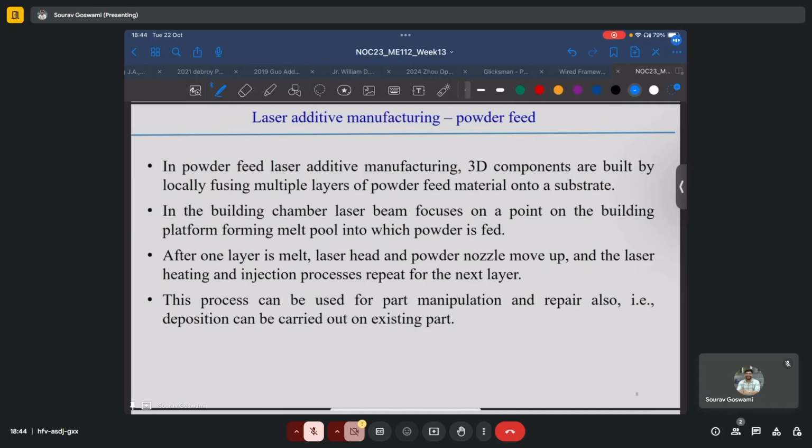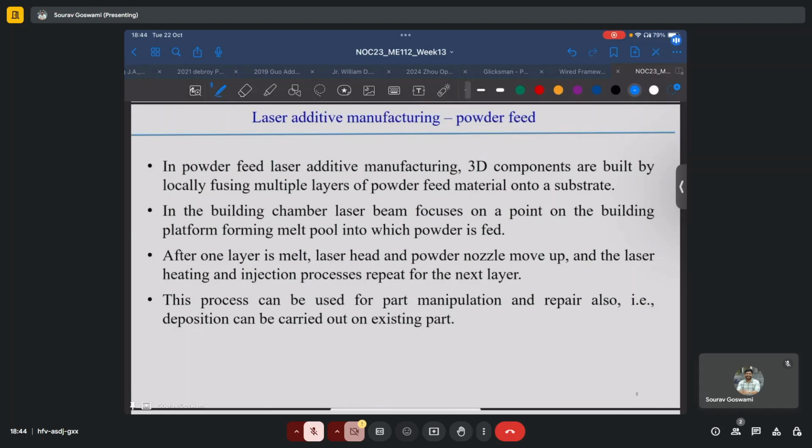After one layer is melted, the laser head and powder nozzle move up, and the laser heating and injection process repeat for the next layer. However, either the laser head and powder nozzle can move up or the bed can go down. It depends on the design of your machine. As we know, laser optics can be fragile, so it may be preferred that rather than moving the laser head, we are simply shifting the bed by the predetermined distance in the negative z direction.